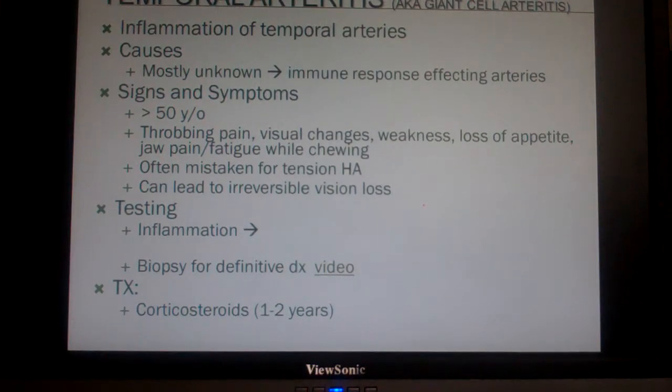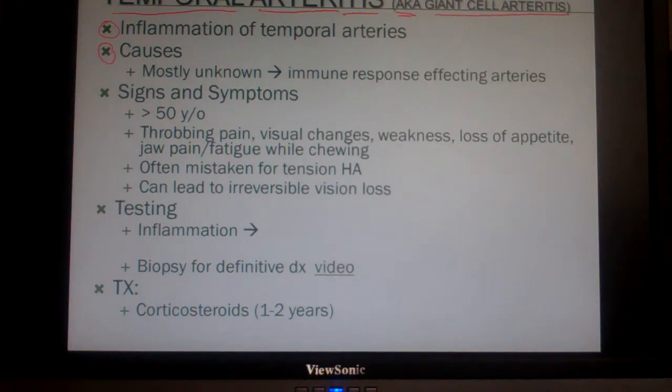Okay, temporal arteritis, also known as giant cell arteritis. The temporal arteritis is pretty much what it says, okay? You have arteries, and they're inflamed. And which arteries are inflamed? The ones in the temple, okay? The temporal arteries. And that's all it really says, inflammation of temporal arteries.